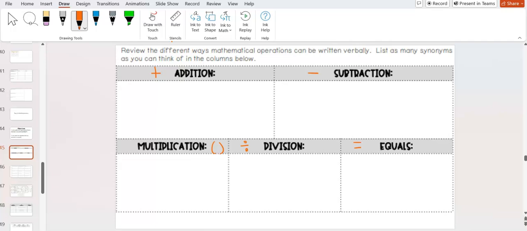You're thinking, if I'm reading a word problem, how do I know that they want me to add or subtract, multiply, divide, or that something is equal to something else? What are some phrases that people use? And then when you come back, I'll have some words in here for you, okay?